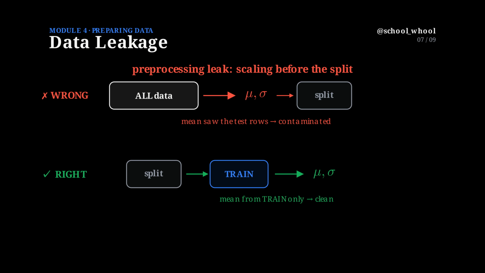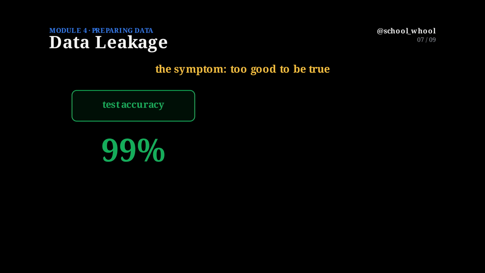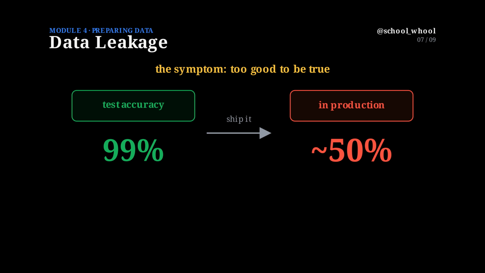The symptom is always the same, and it's seductive. Your test accuracy comes back astonishingly high, 99%, near perfect. You ship it, and in production it performs no better than a coin flip. A result that looks too good to be true usually is. Leakage should be the very first thing you suspect.